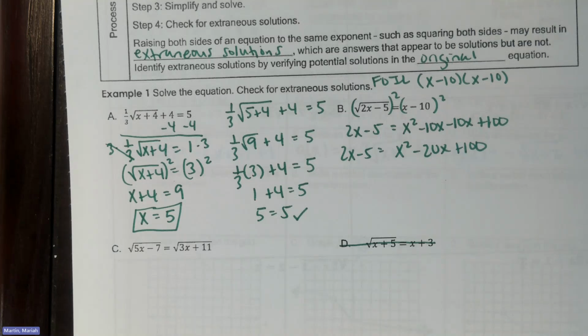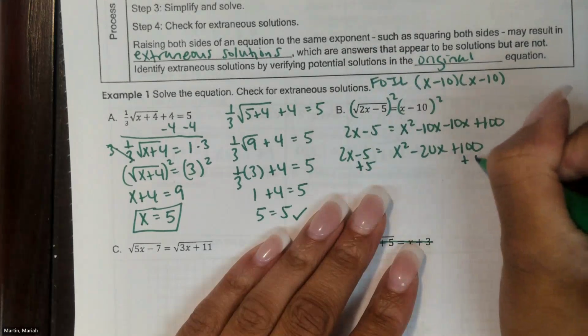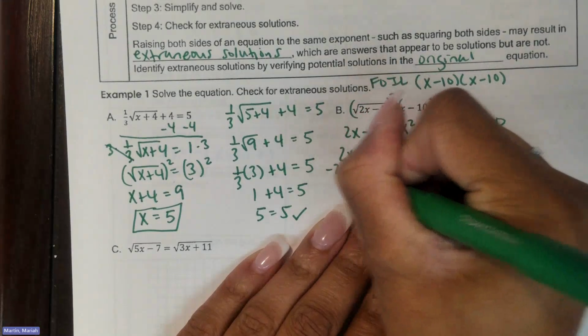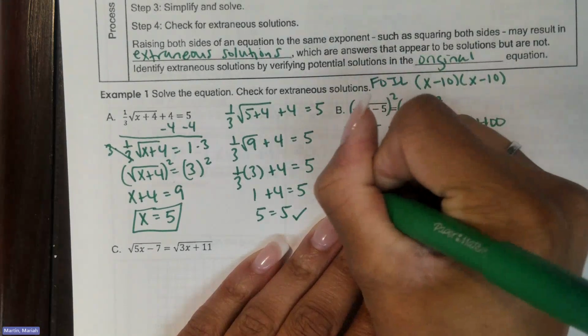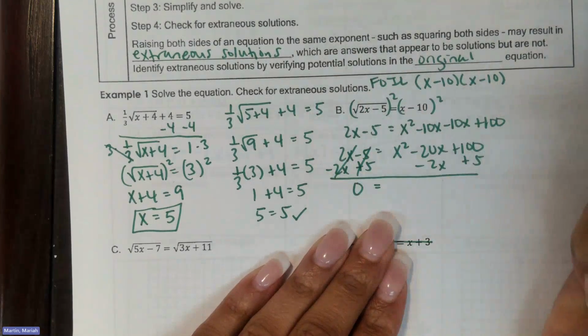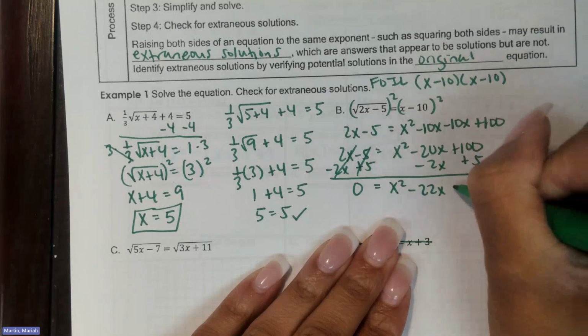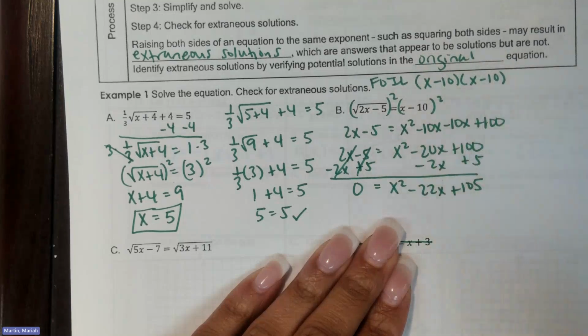From here, I'm going to move my 2x and my positive 5 over to the right side. So this is kind of like solving quadratics. We need to move everything to one side of the equal sign. Okay, so I'm going to add 5 and subtract 2x. So now I have 0 equals x squared minus 22x plus 105, because those canceled out.